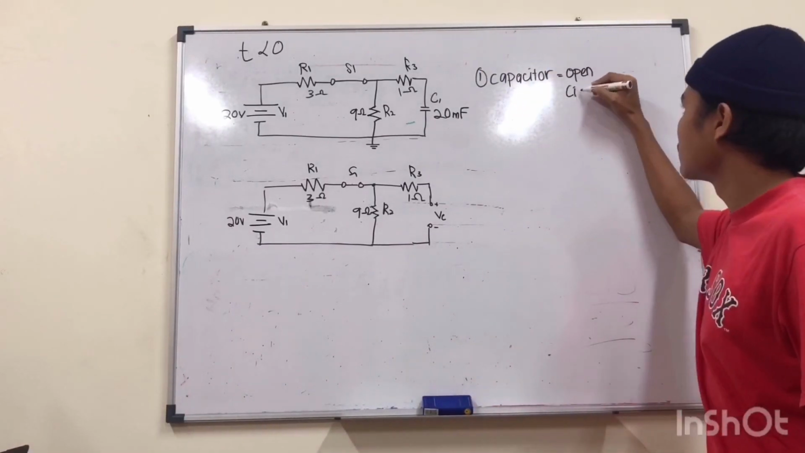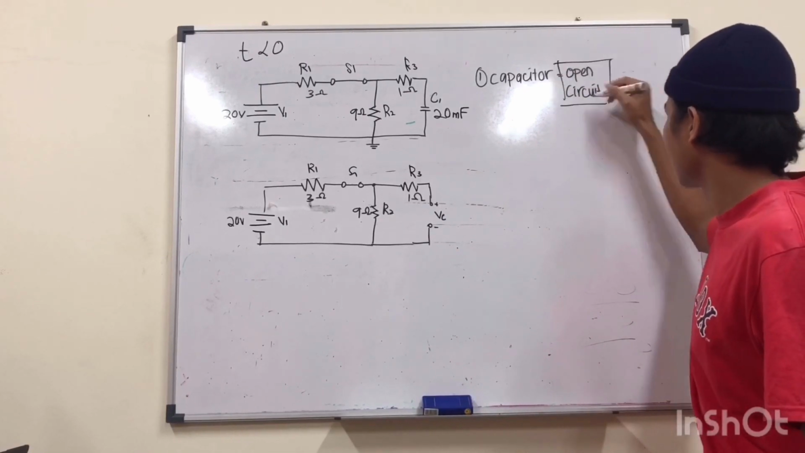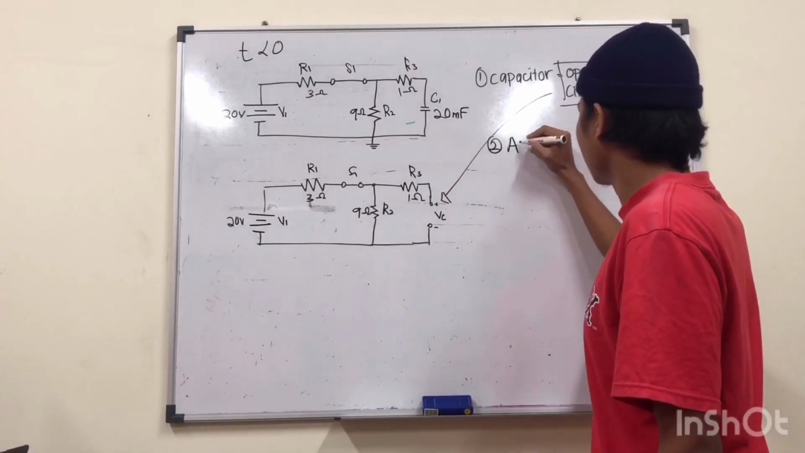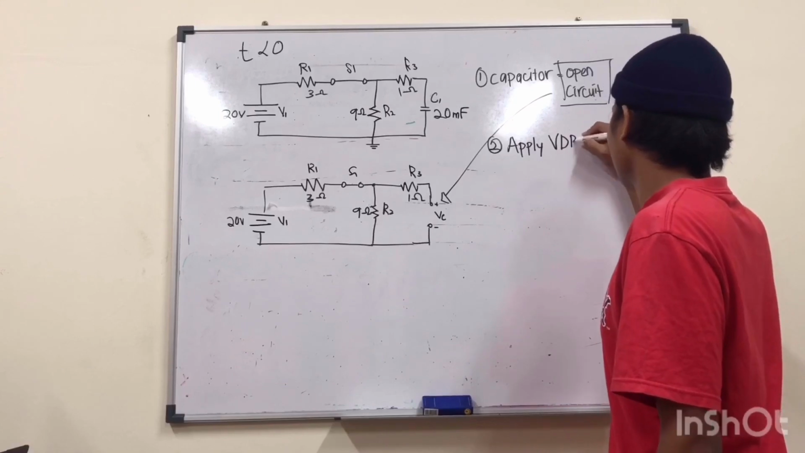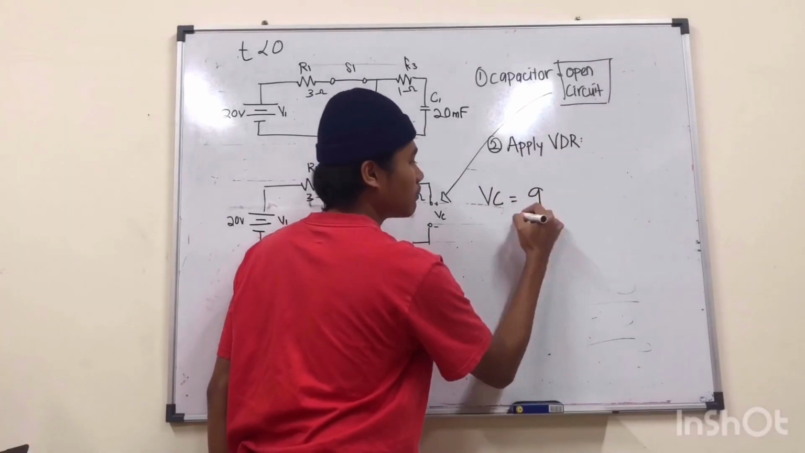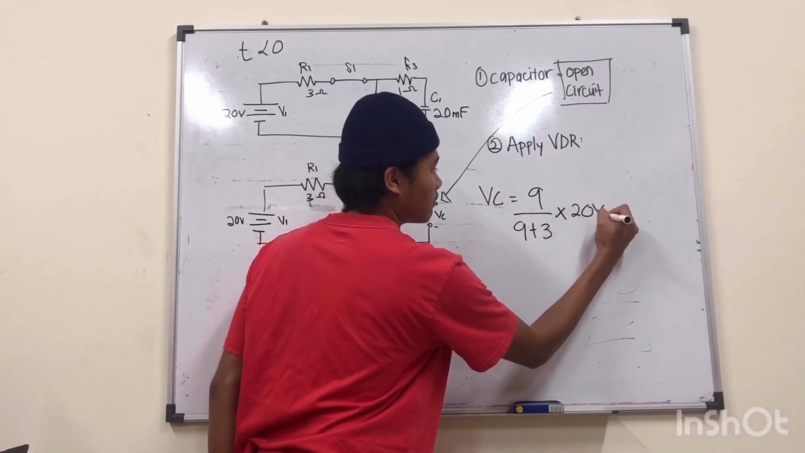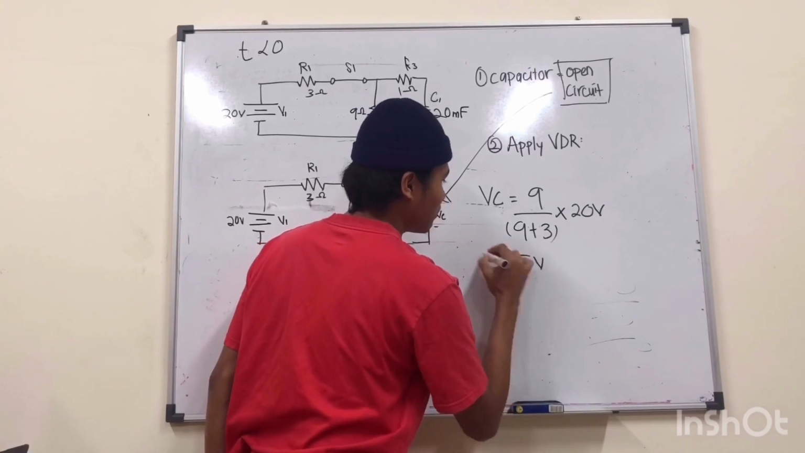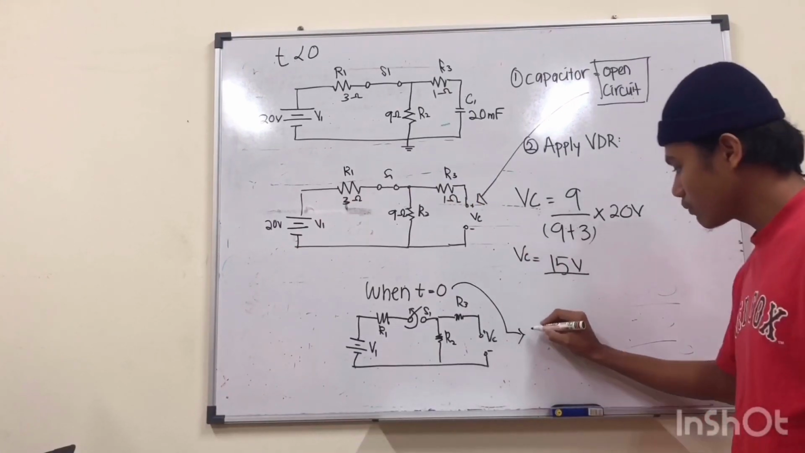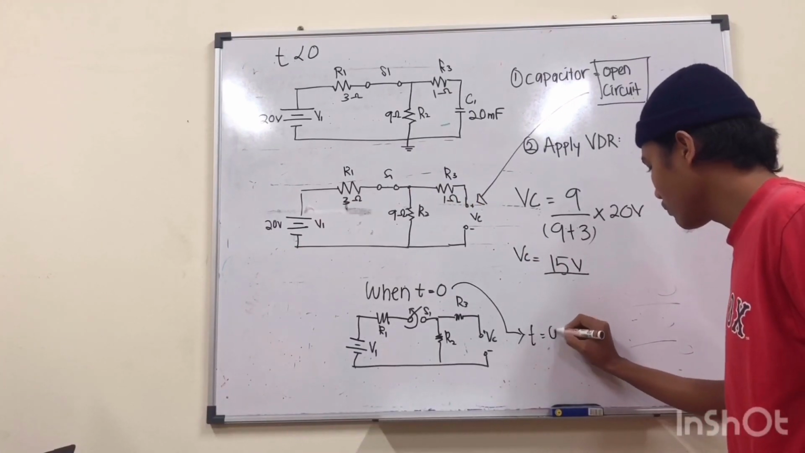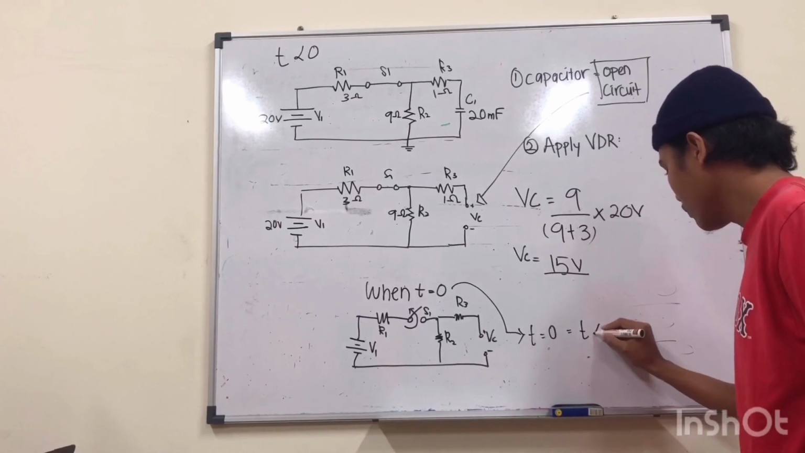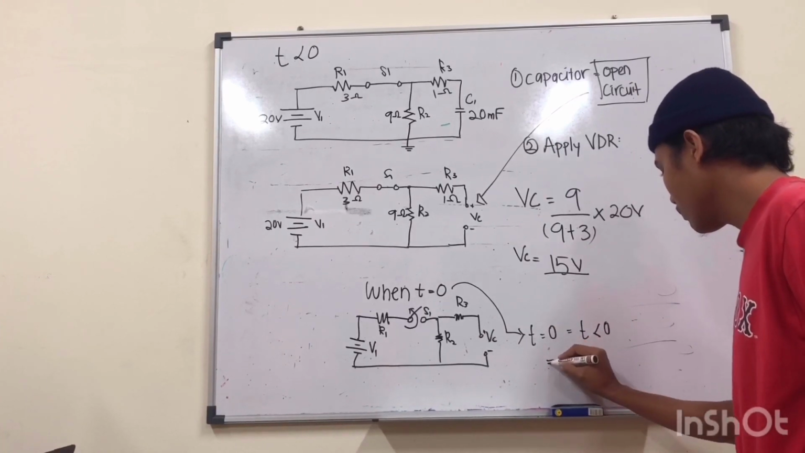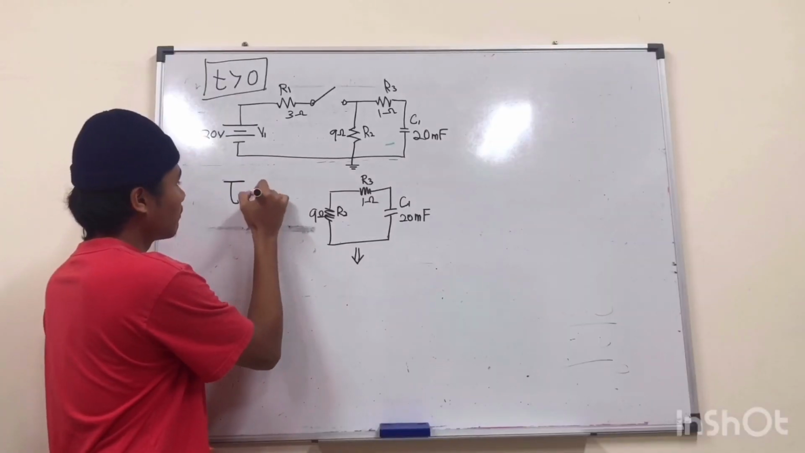So today I will show the source-free RC circuit calculation. For the first step, when t is smaller than 0, the capacitor will be in the condition of an open circuit. Then, apply the voltage divider rule in the circuit and we will get the answer. The capacitor voltage is 15 volts. For information, when t is equal to 0, it is also equal to t smaller than 0. So Vc is equal to 15 volts.